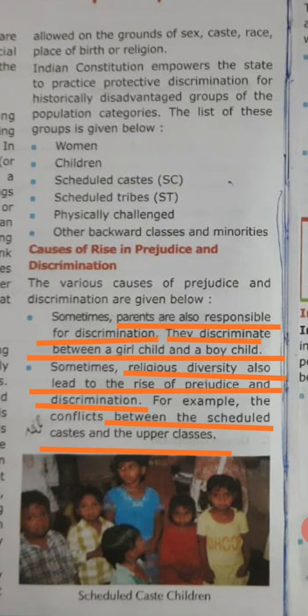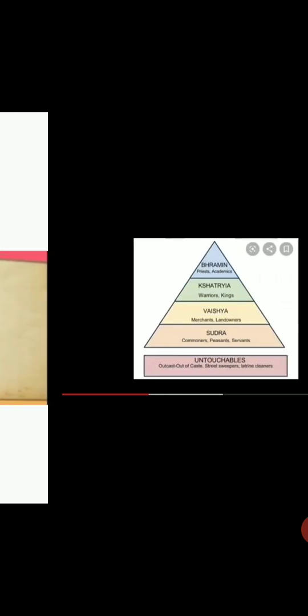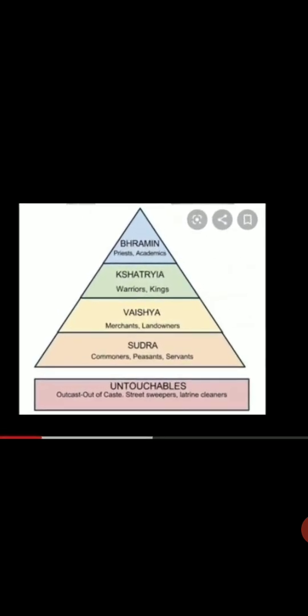Even in religious diversity, we have many religions: Islam, Hinduism, Sikhism, Christianity, Parsis, but Hindus are dominant in India. We are discussing India, our country, where Hindus are in the majority. Even within religions there is discrimination because of upper caste, lower caste, middle caste. For example, the conflict is between the scheduled caste and the upper classes. I will show you something. This is the class or caste system of Hinduism. At the top are the Brahmanas, then Kshatriyas, Vaishyas and Shudras.